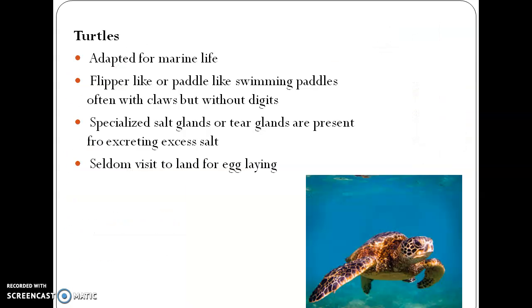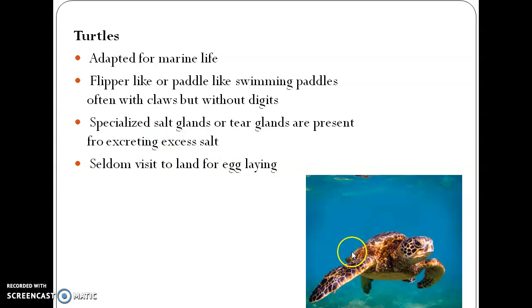And let's have a look at the difference between turtles, tortoises as well as terrapins. I told you that the turtles are adapted to marine life and hence their forelimbs are modified into flipper-like or paddle-like swimming paddles. This is a swimming paddle. Here you can see that no claws are present and digits are not visible. It is actually an oar-like structure for swimming in a marine habitat.